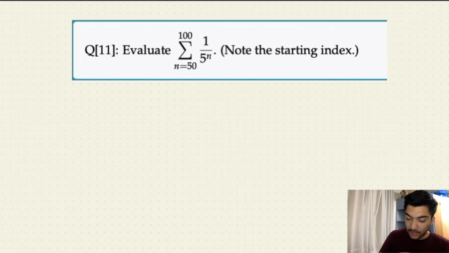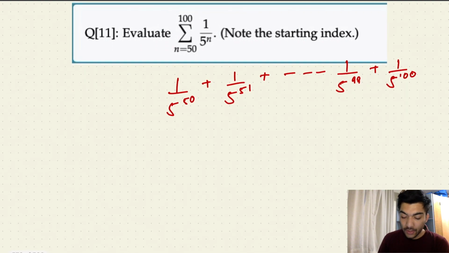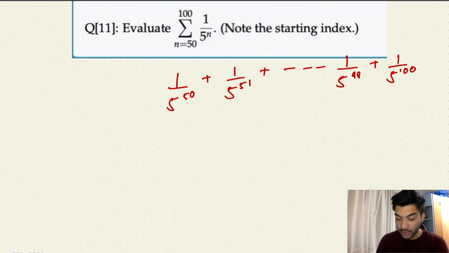If we expand this, this is basically 1 by 5 to the power 50 plus 1 by 5 to the power 51, so on until 1 by 5 to the power 99 plus 1 by 5 to the power 100. In this case, you can clearly notice that for the sum of a geometric series, we need two terms: the first term and the common ratio.